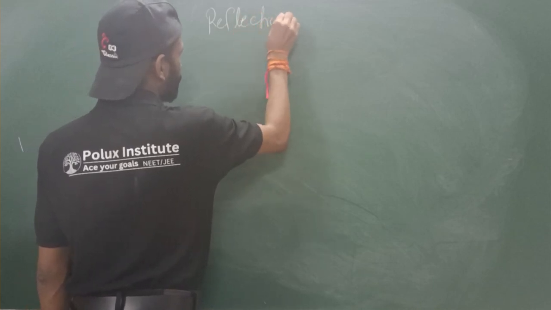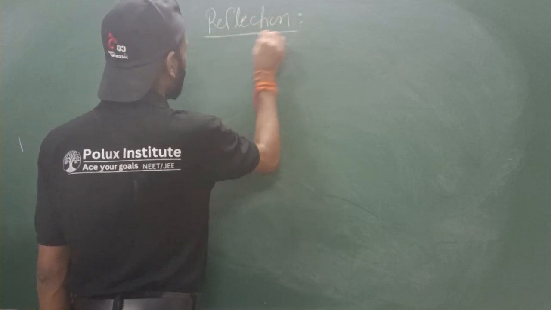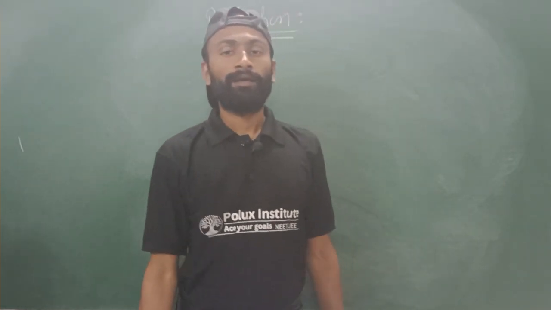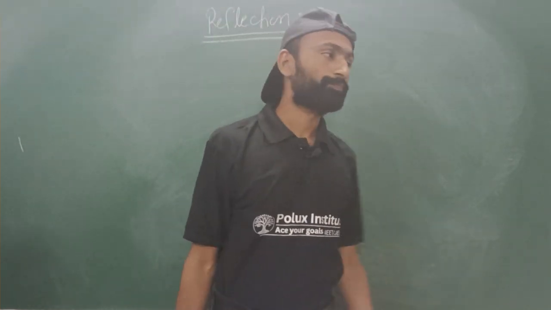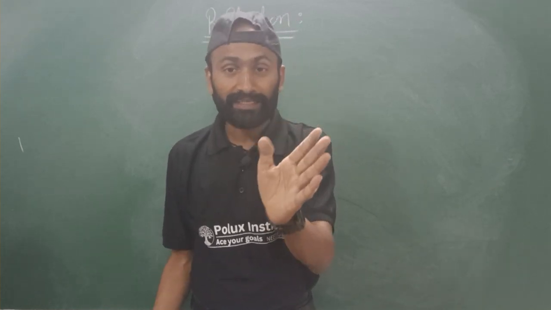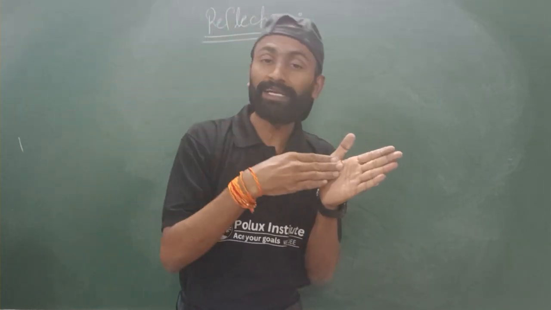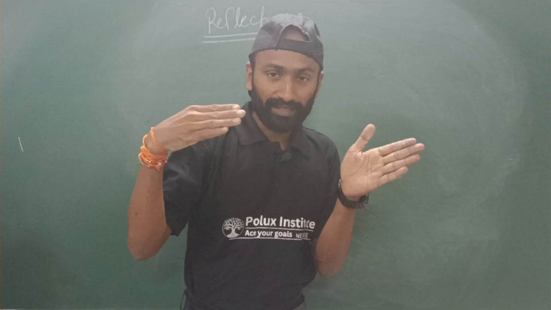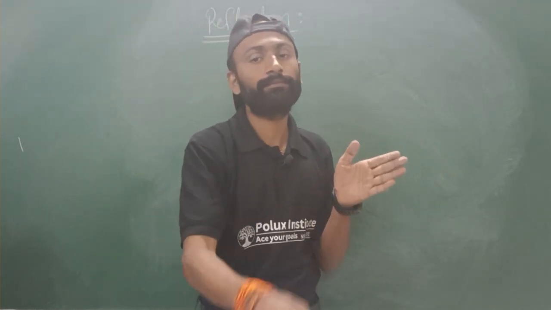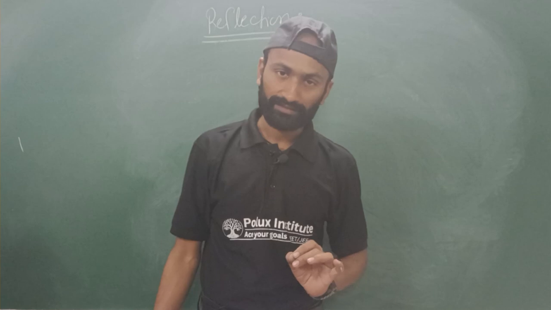Reflection. What is called reflection? Reflection means when light is coming and hitting any surface, and after hitting the surface, light is turning back in the same medium, then it is called reflection.